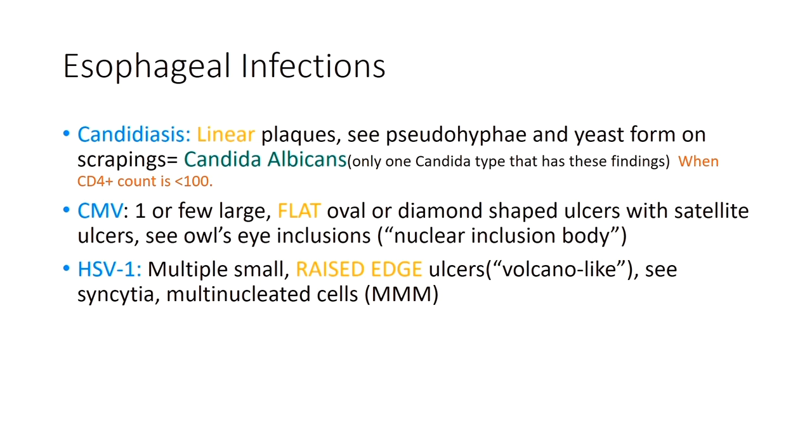How we separate this from the other two is that we find linear plaques. When we scrape these off and look at them under a microscope, we can see pseudohyphae, we can see the yeast, and we can see those germ tubes. These are aspects that you're going to find with candidiasis. Another specific finding is that when you see pseudohyphae plus yeast and germ tubes, that's specific for Candida albicans.